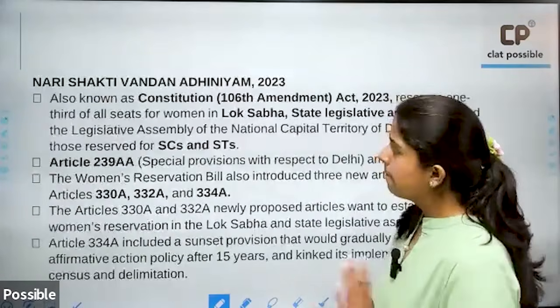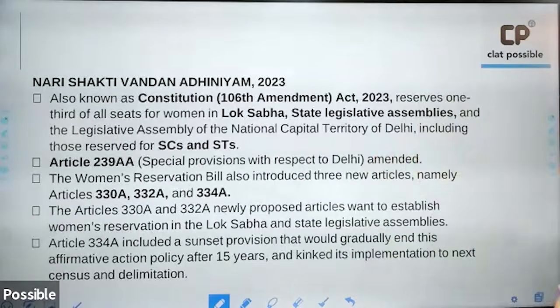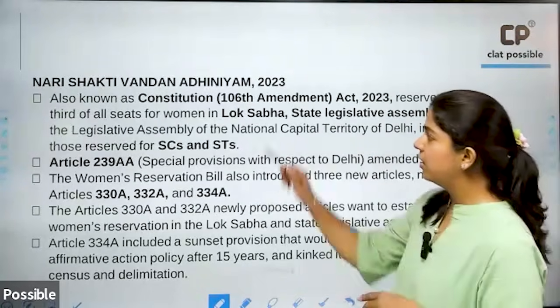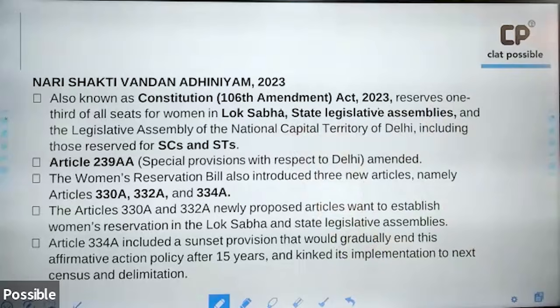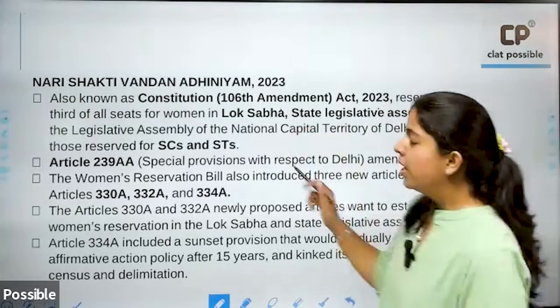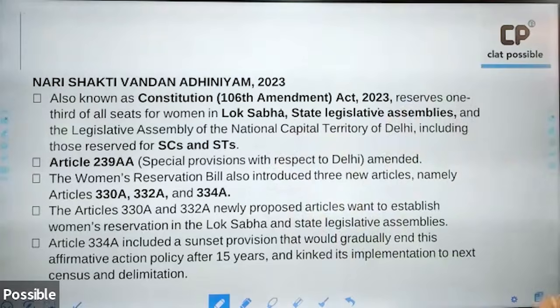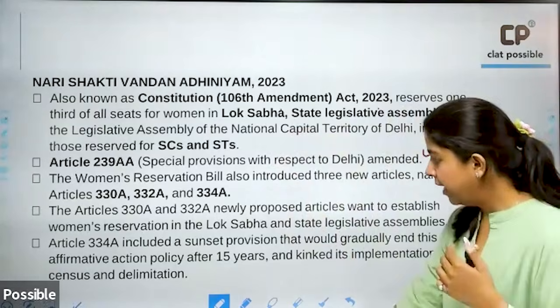You can go through this. Then the Nari Shakti Vandan Adhiniyam, the 106th Constitution Amendment Act, seeks to reserve 1/3 of all seats for women in the Lok Sabha, state legislative assemblies, and in the Legislative Assembly of the National Capital Territory of Delhi, including those reserved for SCs and STs. Then Article 239AA seeks reservation of seats for women in the Delhi Union Territory.